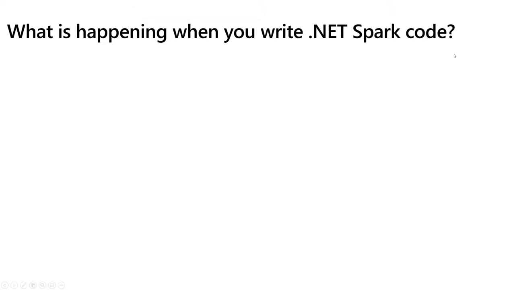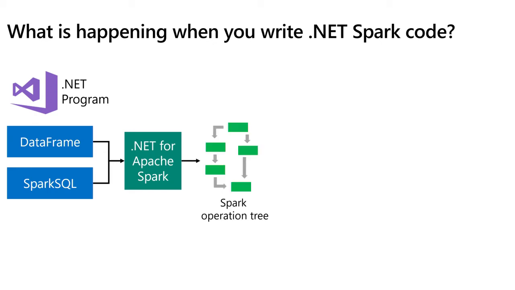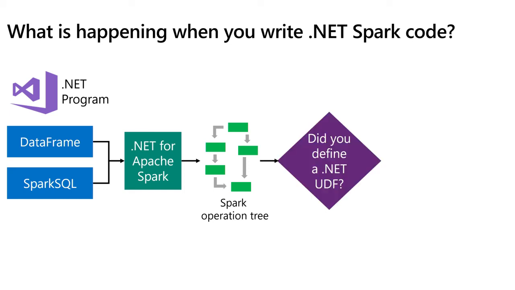And quickly wrap up. So what is happening if you run .NET Spark code? You have your data frame-based code, or you have your Spark SQL code that gets processed by .NET for Apache Spark, and it basically gives you this combined operator tree. So whether you do a count in Spark SQL or a count in Spark.NET, it gives you the same node inside that operator tree. It gets then basically deployed and executed.